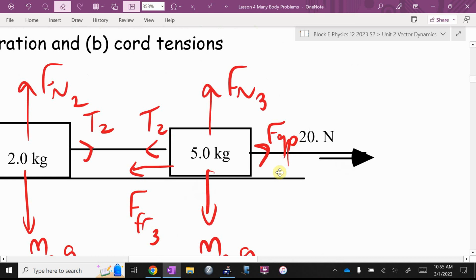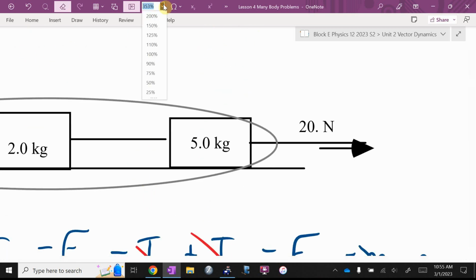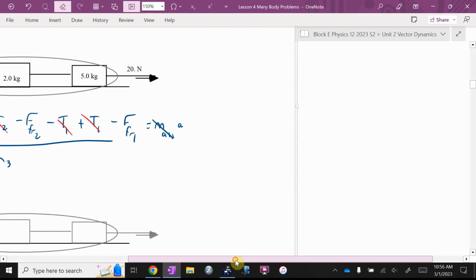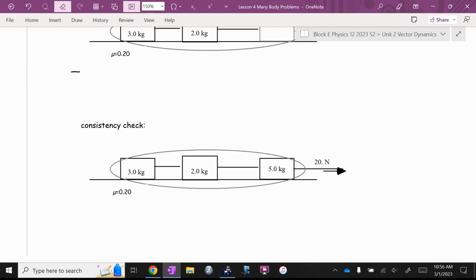By the way, my new pen doesn't write as nice as my old one, so amazingly, I'm going to be even messier. Sorry. F applied minus tension 2, minus friction 3 equals M3A. I think that's what we're going to have. So it's going to be F applied minus tension 2 minus friction 3. That equals M3A.